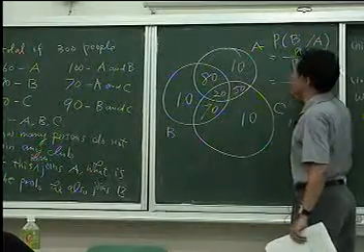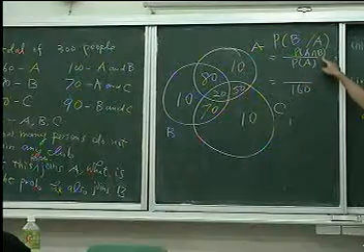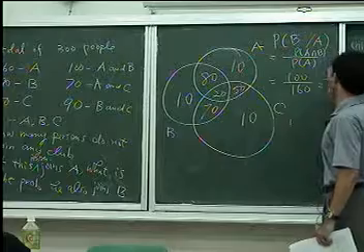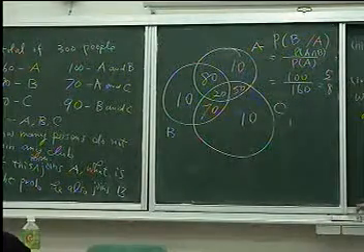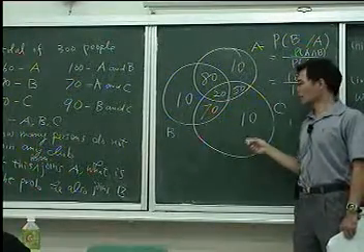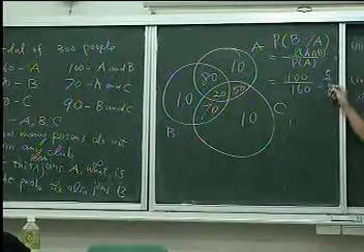So there is a total of 160 people, right? And how many people here? 100. So that would be equal to 5/8. So if this person already joins A, then what's the probability he will join B? That would be 5/8, okay?